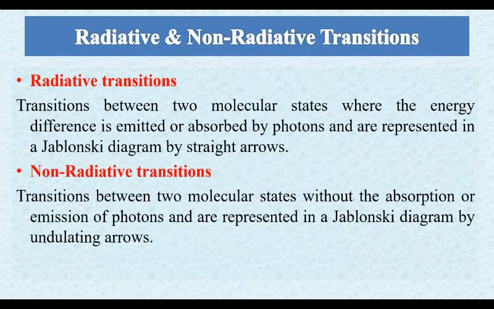There can be two types of transitions. As the name shows, transitions mean changes. These transitions can be radiative transitions, where the energy difference is emitted or absorbed by photons and is represented by straight arrows, upward or downward. The second one is non-radiative transitions. This is the transition without absorption or emission of photons and is represented by undulating arrows.